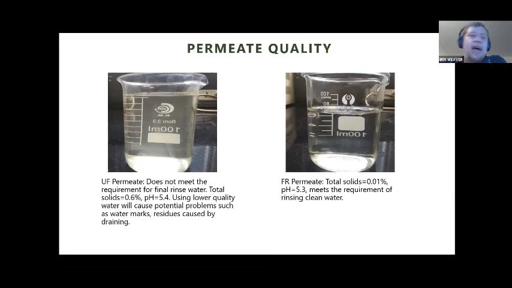We've talked to paint companies, and anything less than 0.1% is a good quality water for the final rinse. And the highest we've seen coming out of the FR membrane has been about 0.06, 0.07%, so well below the requirement for the final rinse process.